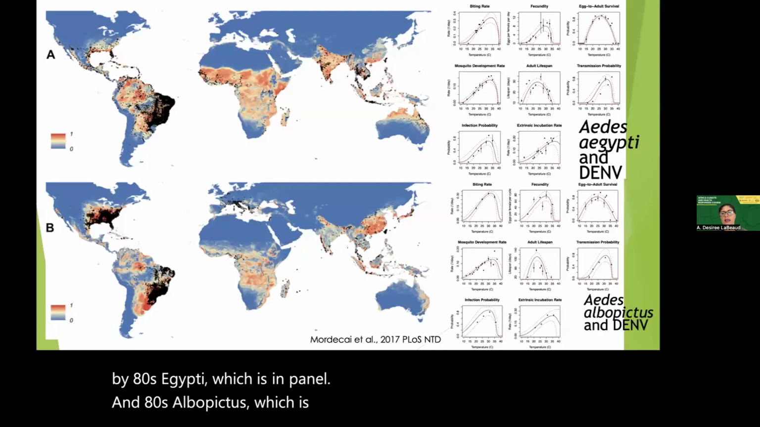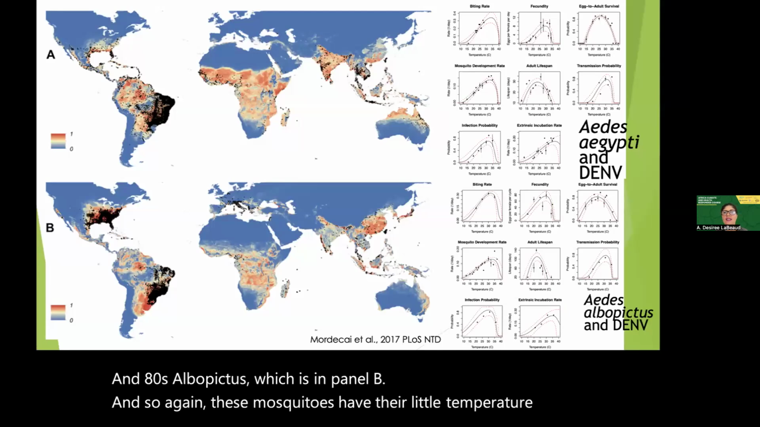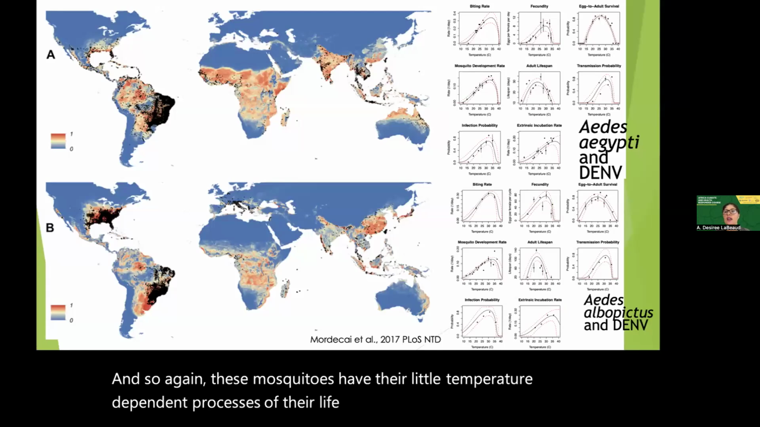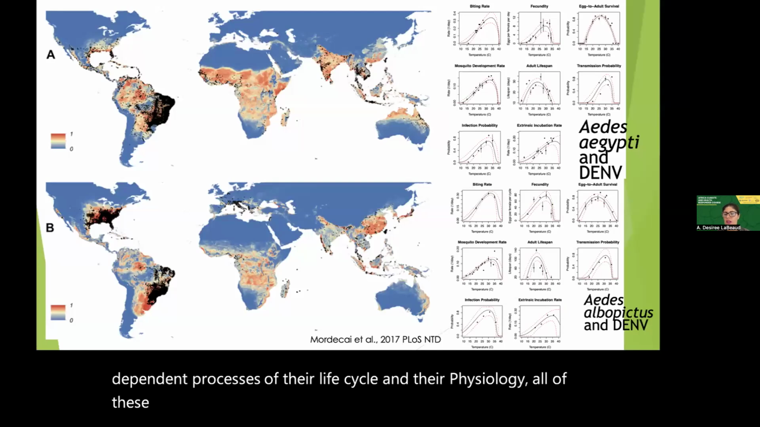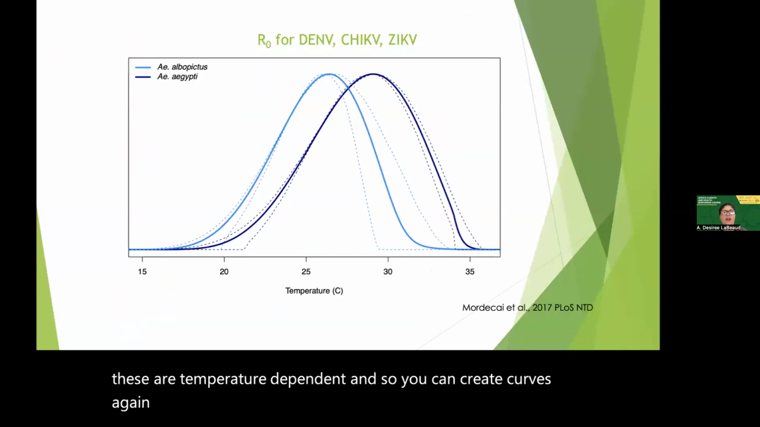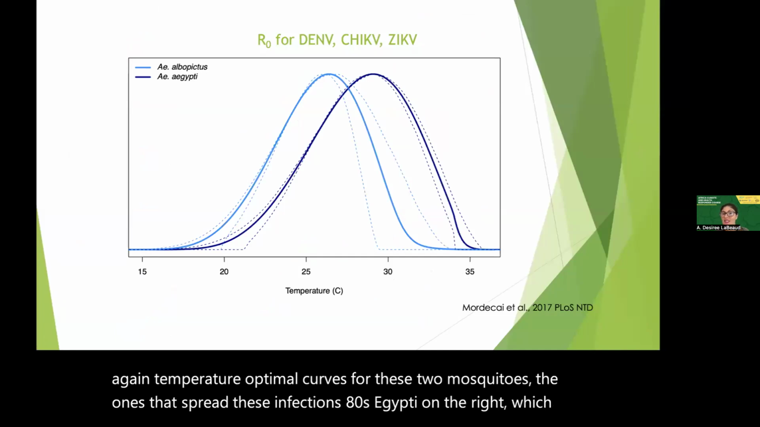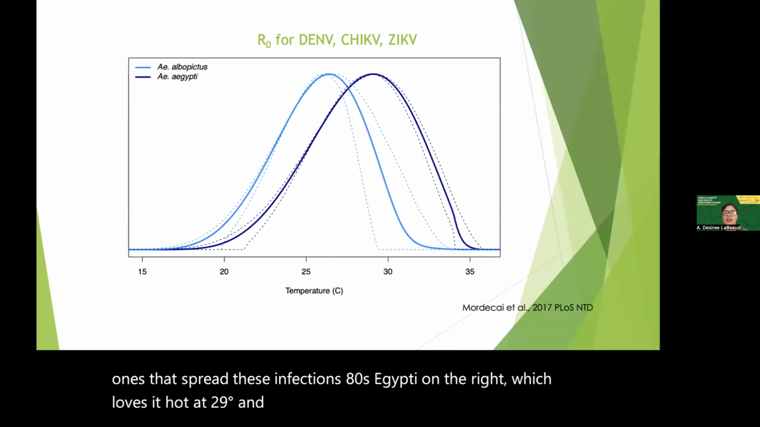So again, these viruses are spread by Aedes aegypti, which is in panel A, and Aedes albopictus, which is in panel B. These mosquitoes have temperature-dependent processes in their life cycle and physiology, and so you can create temperature-optimal curves for the two mosquitoes that spread these infections. Aedes aegypti is on the right, which loves it hot at 29 degrees, and then Aedes albopictus is around 26 degrees.